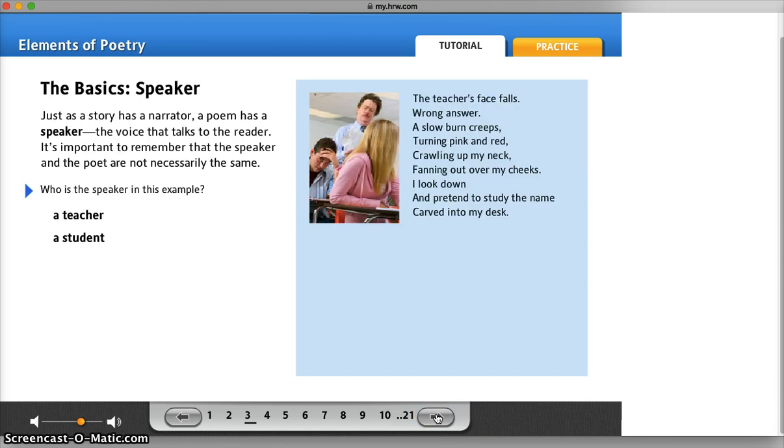Just as a story has a narrator, a poem has a speaker, the voice that talks to the reader. It's important to remember that the speaker and the poet are not necessarily the same. Who is the speaker in this example?